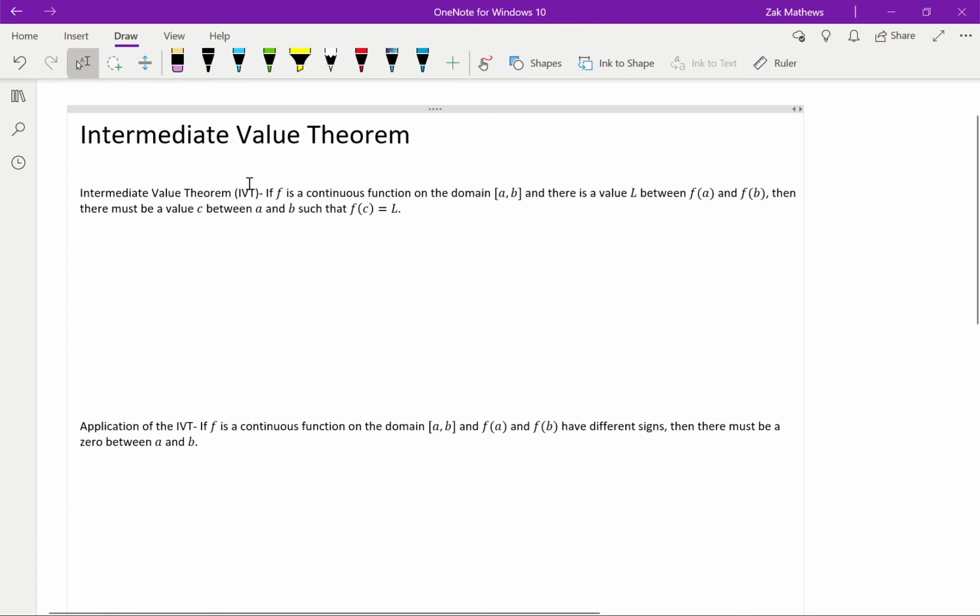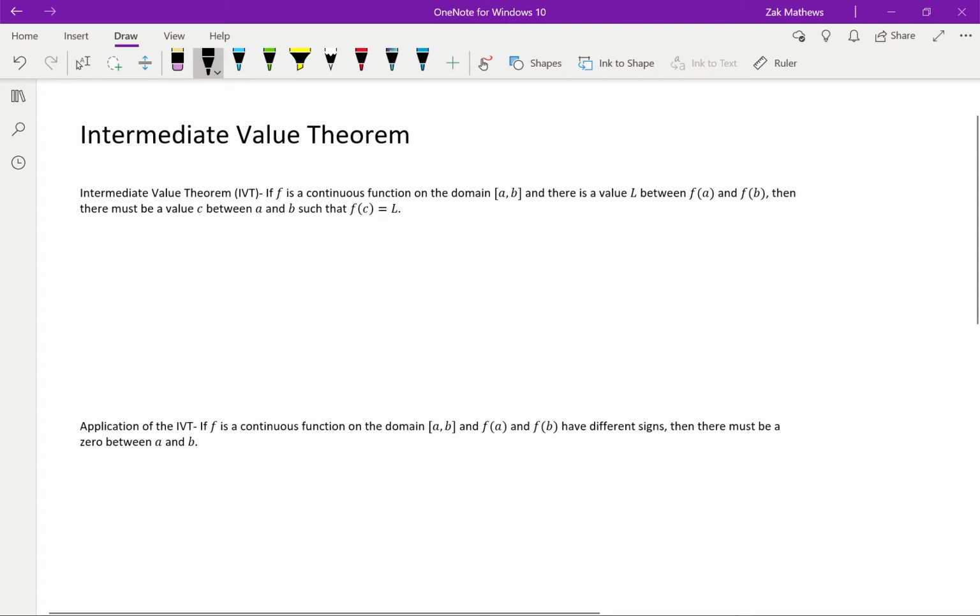The intermediate value theorem, abbreviated IVT, tells us that if f is a continuous function on the domain a to b, and that there is a value L between f of a and f of b, that would be a y value between f of a and f of b, then there must be a c between a and b, meaning the x value c between a and b, such that f of c is equal to L. Now this sounds very complex, but I promise you it's really not that hard.